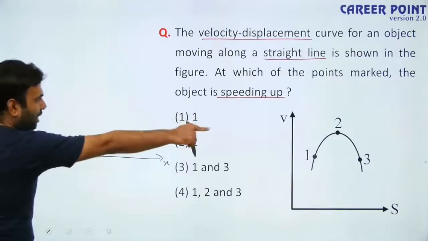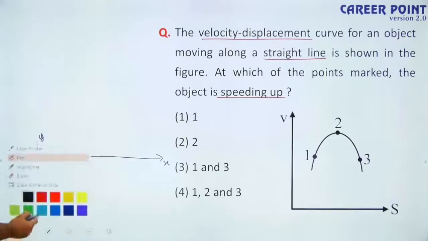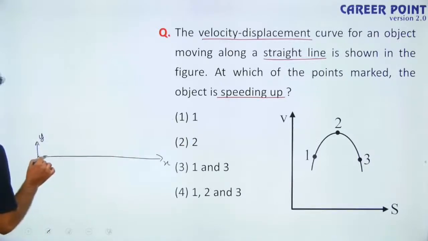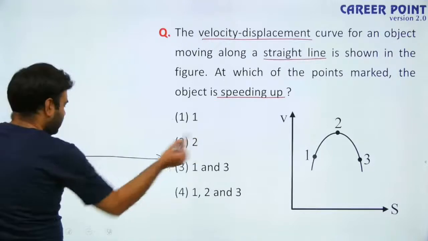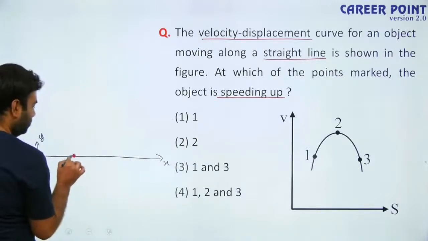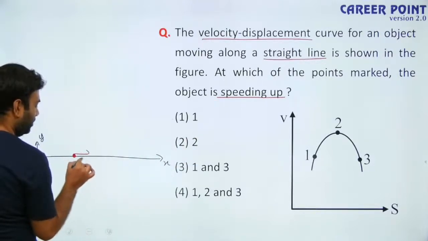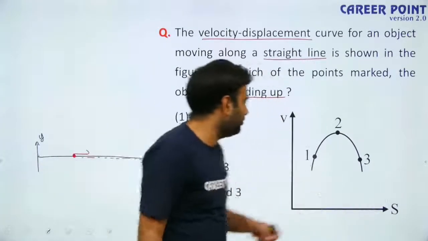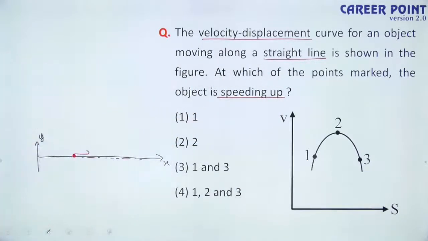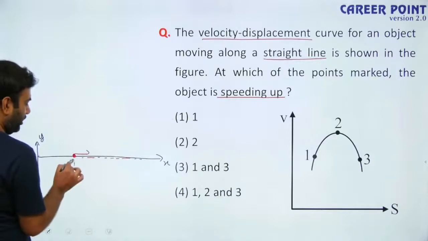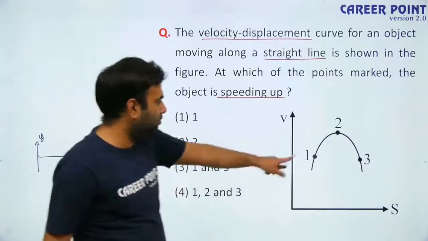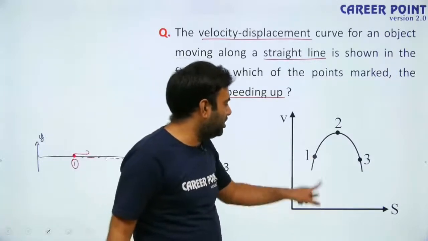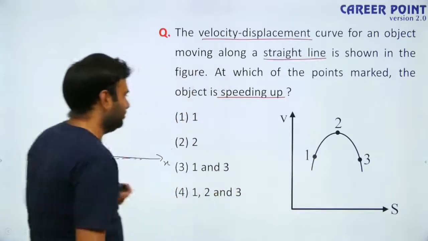Okay, that is not the path. The path is a straight line. At this instant of time, the particle is moving like this, and the displacement is given. So as you can see, here at point 1, by having some displacement, its velocity is increasing.